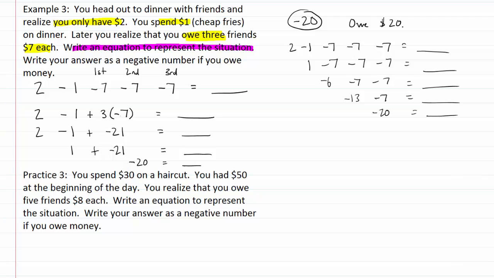Alright, practice 3 is a little bit different here. You spend $30 on a haircut. You had $50 at the beginning of the day. You realize that you owe 5 friends $8 each. Write an equation to represent the situation. Write your answer as a negative number if you owe money.